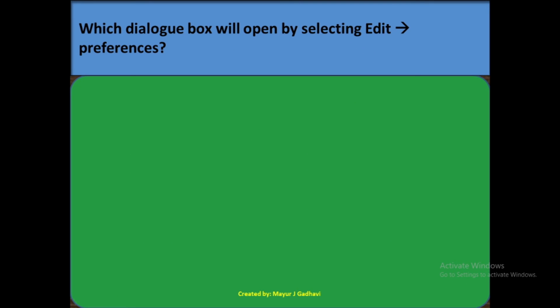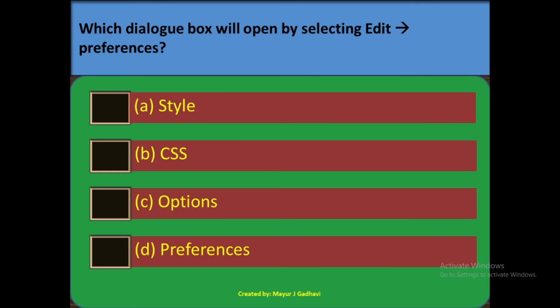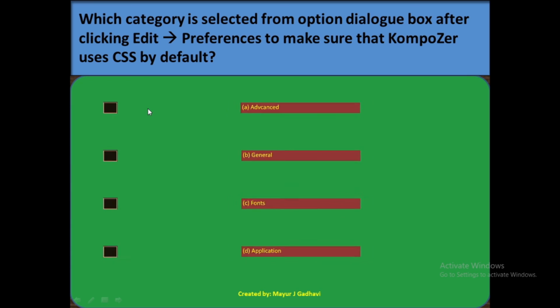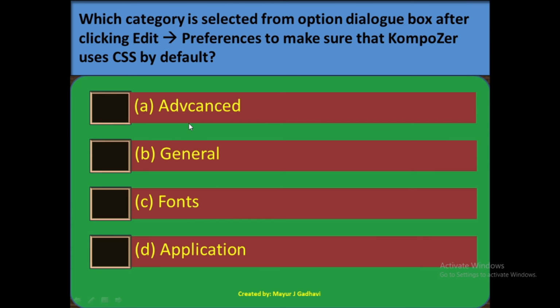Next, which dialog box will open by selecting the edit preferences option? Well, the options are style, CSS, options and preferences. The answer is options. Which category is selected from the options dialog box after clicking edit preferences to make sure that Composer uses CSS by default? The options are advanced, general, fonts and application. The answer is B, general option we have to select.